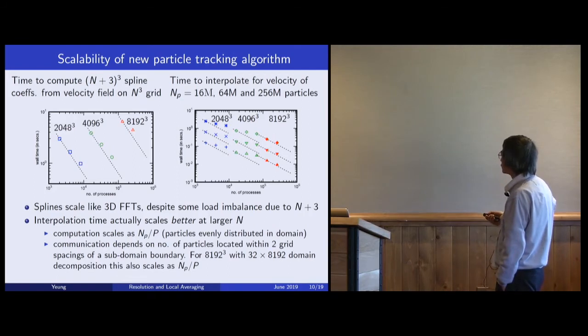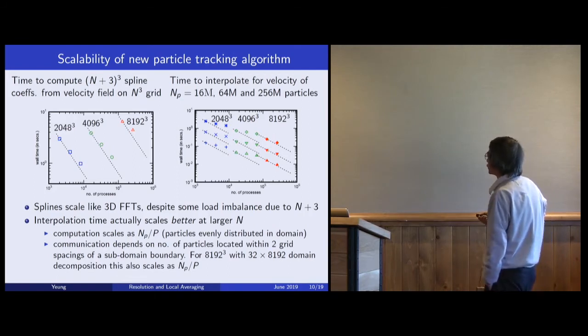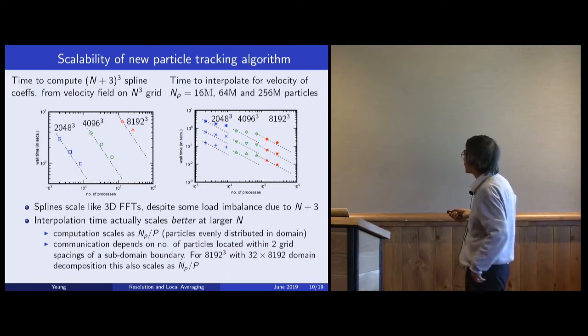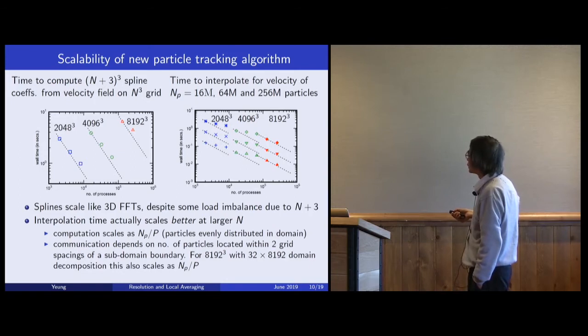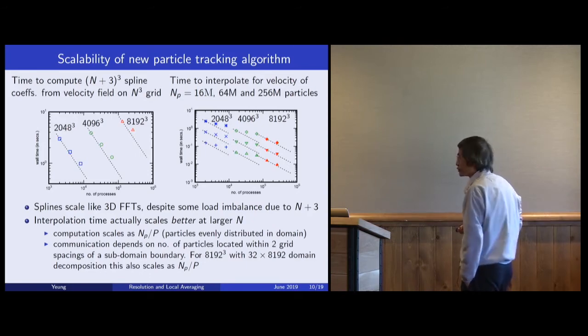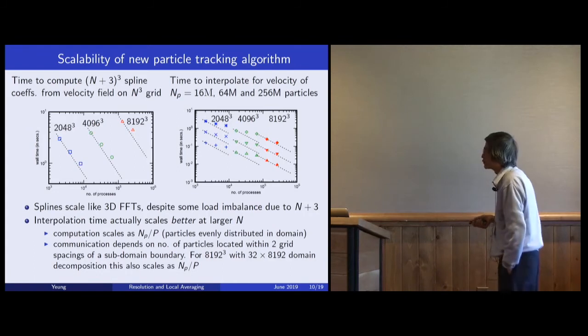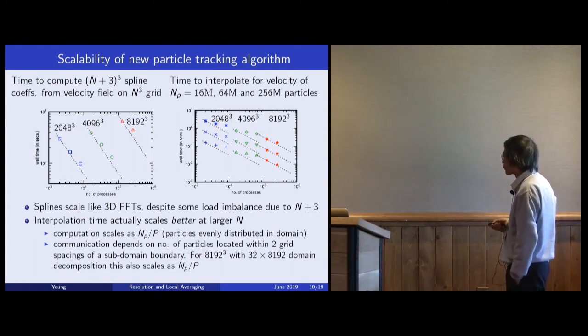And then there was some surprise here on the right-hand side, where we find that the data points in red, referring to 8192 cube, are actually scaling better than 2048 cube and 4096 cube. So somehow on a larger problem, our scalability actually improves. And that requires some explanation. We wrote this into a paper.